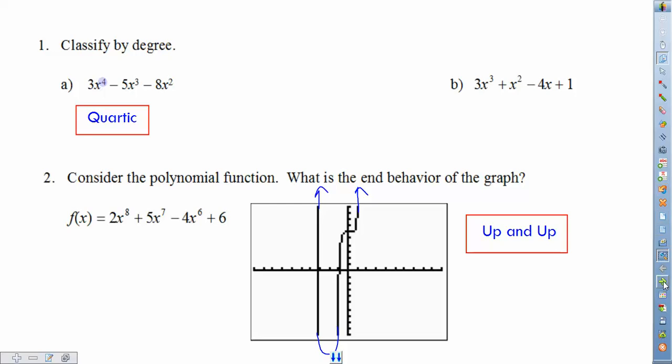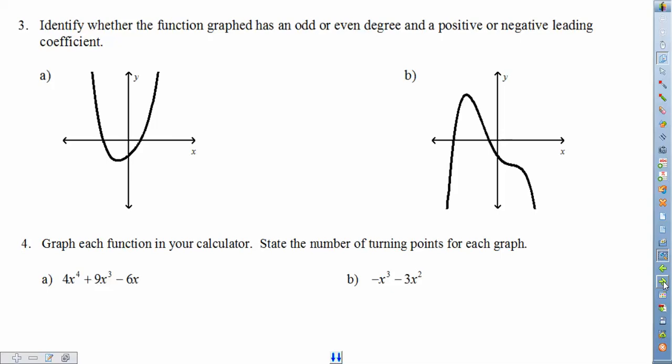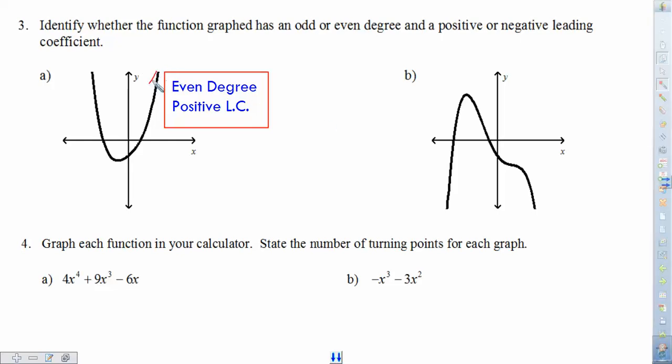Let's move on to the next set of problems here. Let's identify whether this graph function is even or odd degrees. These are very similar to question number 2. So let's look at A. Do you notice how both the 2 arrows go up? The ends go up. So because the arrows both go up, we have an even degree function. And also because that right arrow goes up, that is a positive leading coefficient.